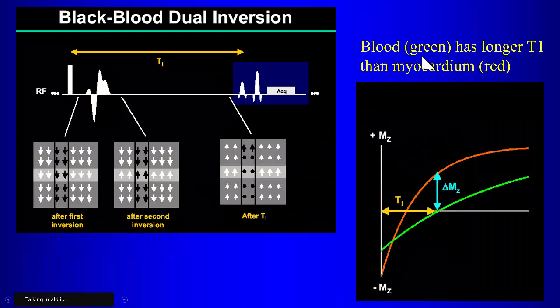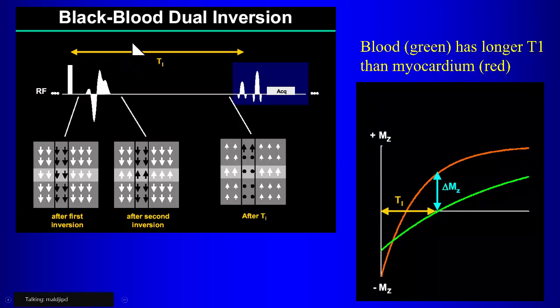So it turns out that blood, if you think of it as the green tissue here, has a longer T1 than myocardium, as the red tissue. So part of what we want to do is start our imaging sequence at the null point of blood, using the inversion time for blood. If we start an imaging sequence here, then we will suppress the signal from blood, and we will have signal from the myocardium, which is exactly what we want to do. Now, how are we going to do that?